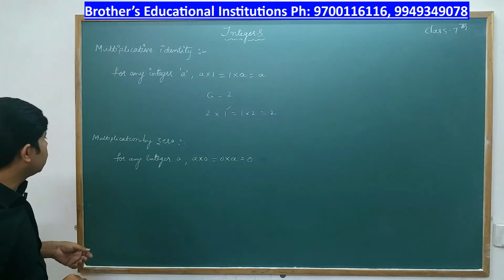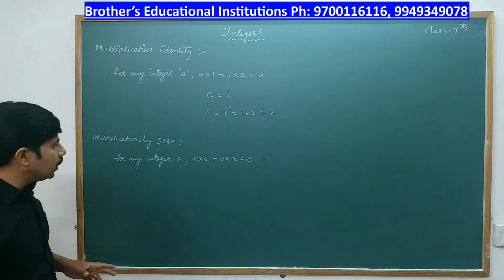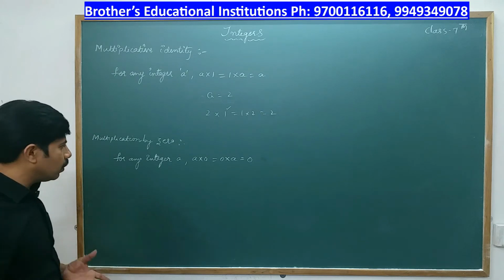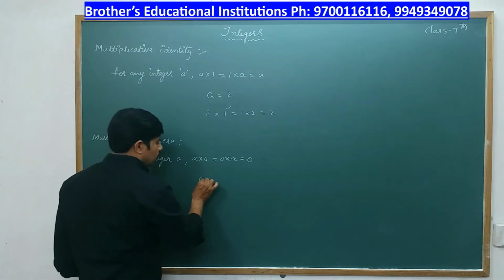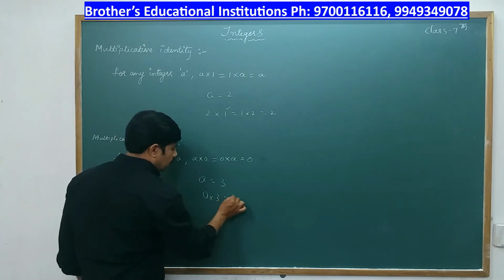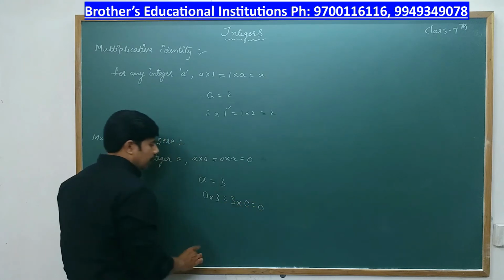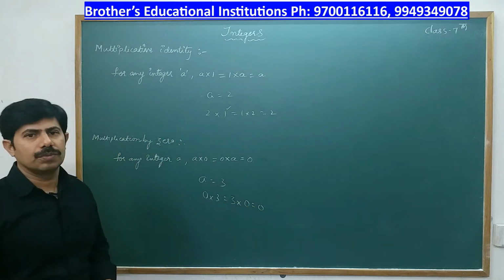Then after that, multiplication by 0. So it's very simple. 0 into anything is 0. For example, you assume any number, if you multiply with 0, finally the result we get is 0 only. So 0 into anything is 0.